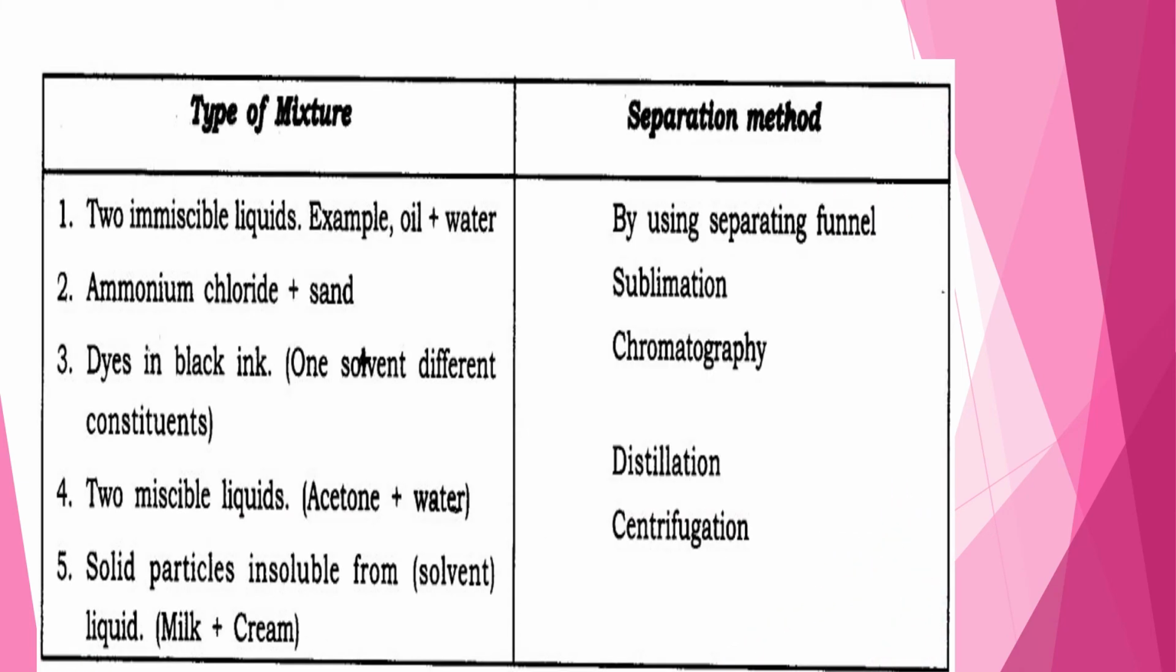Now, just a revision: two immiscible liquids like oil and water can be separated by a separating funnel, ammonium chloride and sand by sublimation, dyes in black ink by chromatography, two miscible liquids by distillation, and insoluble solid particles from a liquid by centrifugation. A little revision.